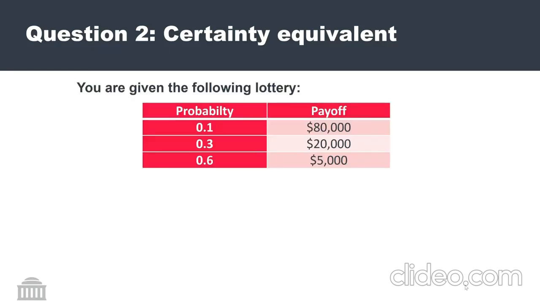In this question, we will learn how to find certainty equivalent for an investor with a given utility function and for a given lottery or for a given investment opportunity. You are given the following lottery. With probability 0.1, the payoff is $80,000. With probability 0.3, the payoff is $20,000. And with probability 0.6, the payoff is $5,000.